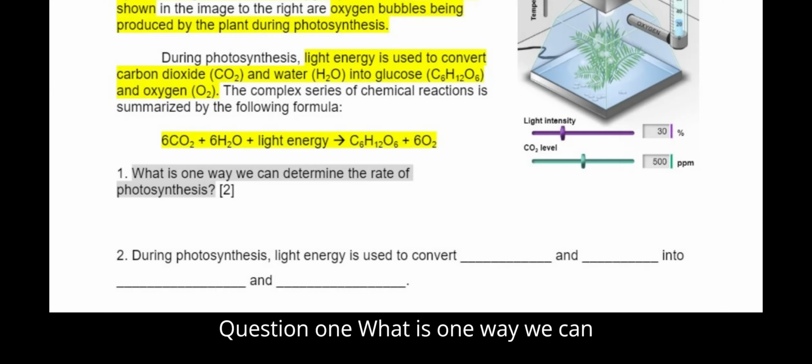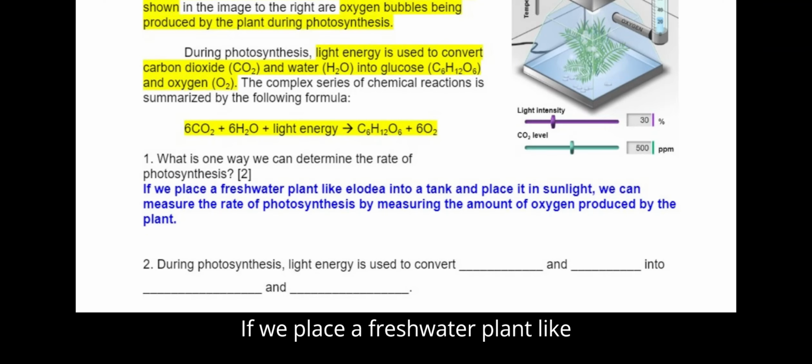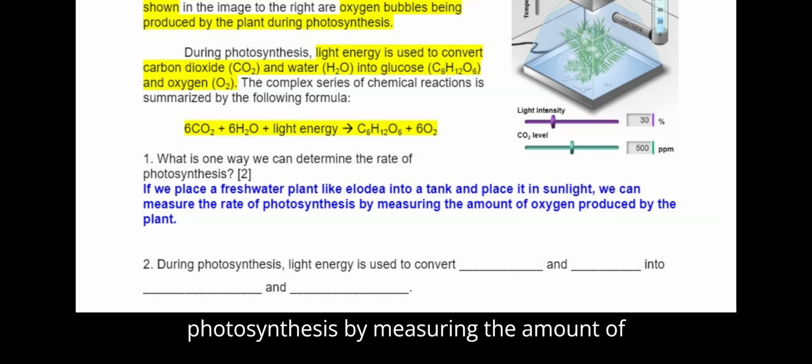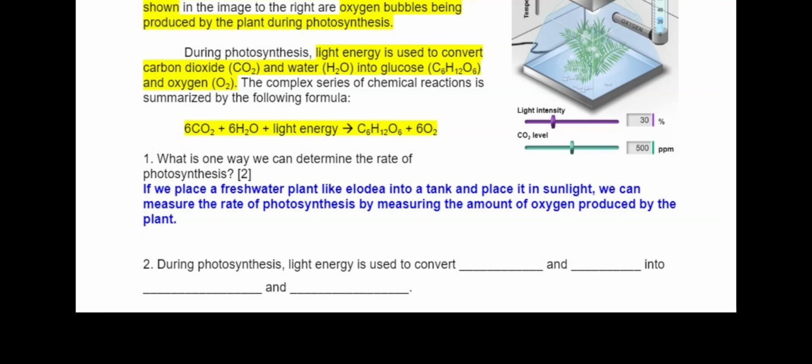Question 1. What is one way we can determine the rate of photosynthesis? If we place a freshwater plant like Elodea into a tank and place it in sunlight, we can measure the rate of photosynthesis by measuring the amount of oxygen produced by the plant.